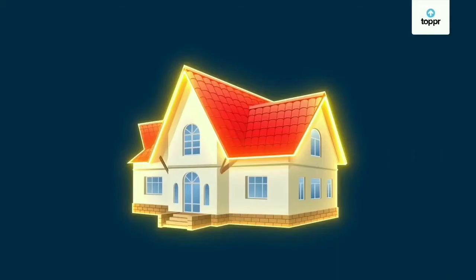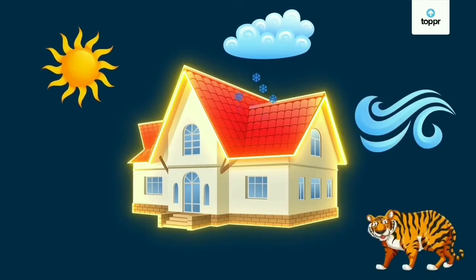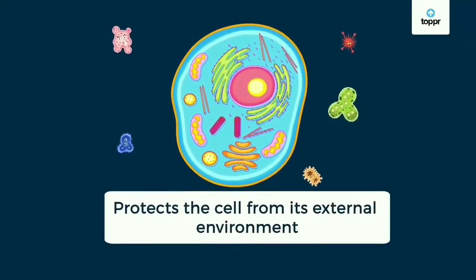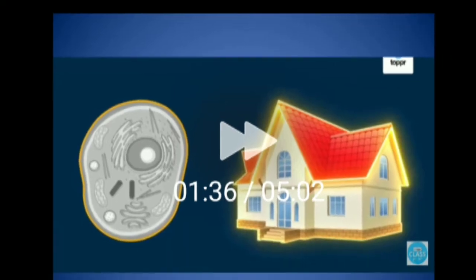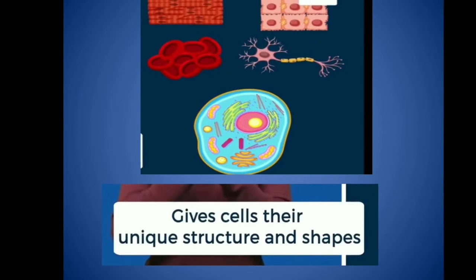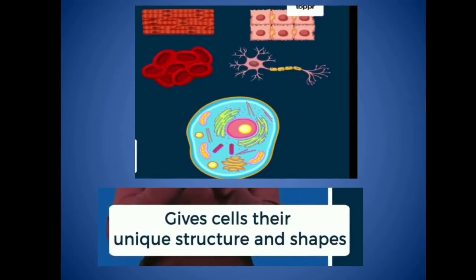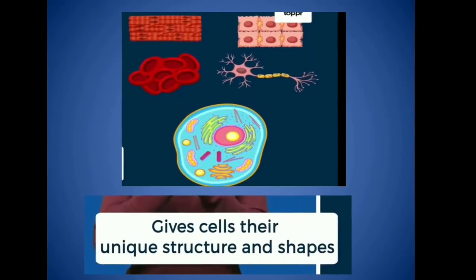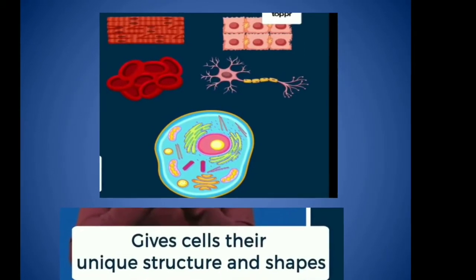Like walls protect us from external environment conditions such as heat, cold, and even wild animals, exactly in the same way, the cell membrane also protects the cell from the external environment. It gives the proper structure to a cell. We know that different cells have different shapes. Plasma membrane gives cells their unique structure and shapes.